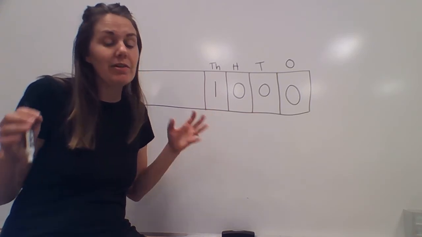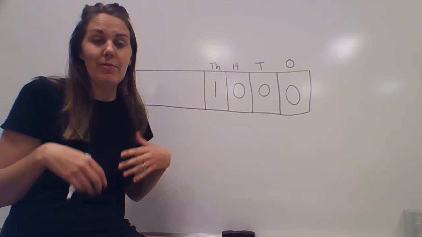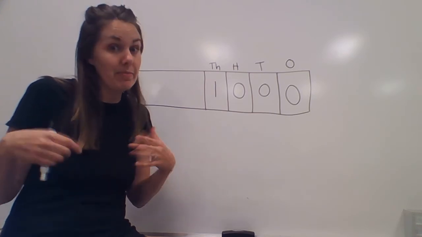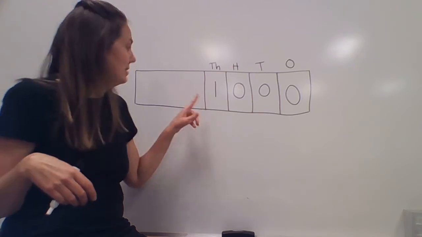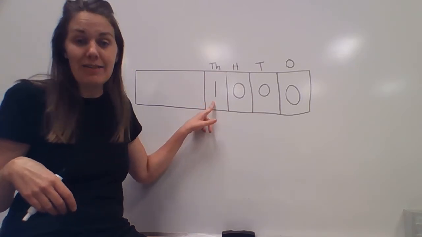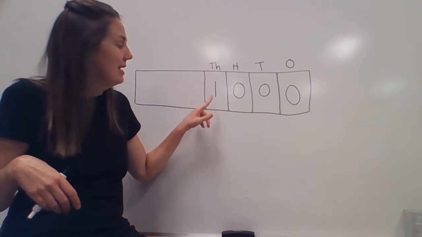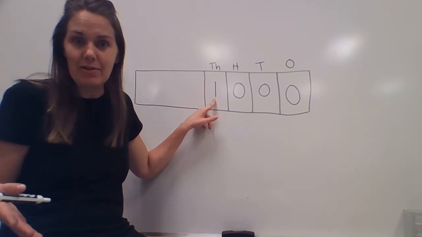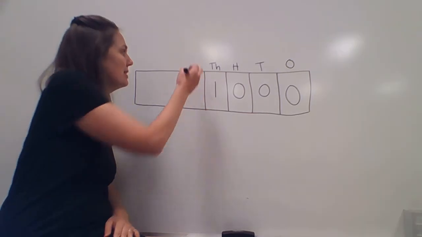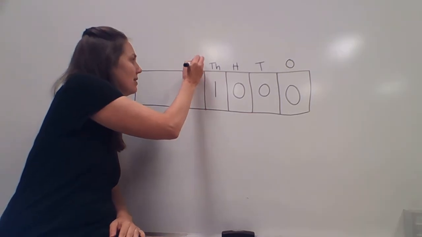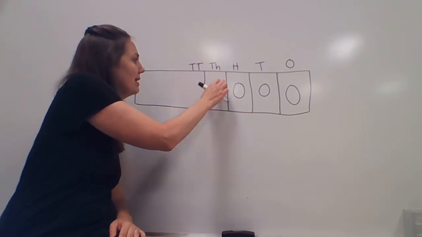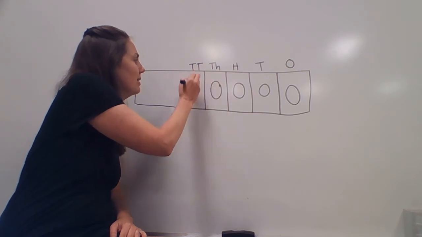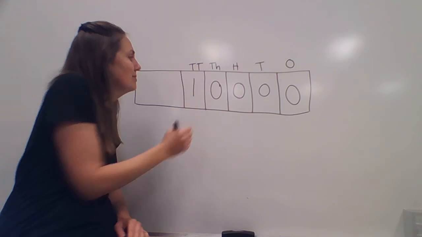So after thousands, we would have 1,000, 2,000, 3,000, 4,000. I'm counting by thousands now. 5,000, 6,000, 7,000, 8,000, 9,000. And then the next one would be 10,000, right? So my next place value is actually going to be 10,000. And I'm going to write that as T and then T. So now I have 0 in my thousands, but I have 1 in my 10,000.